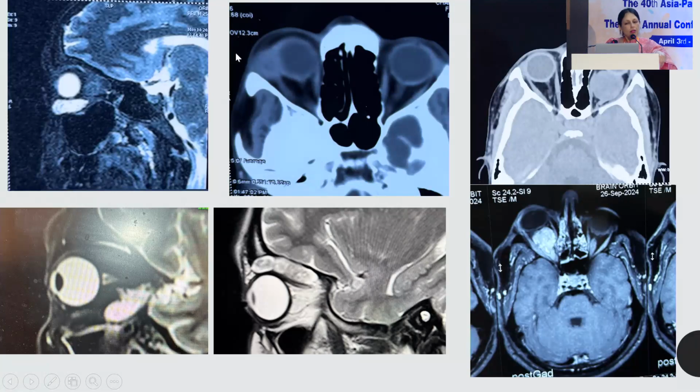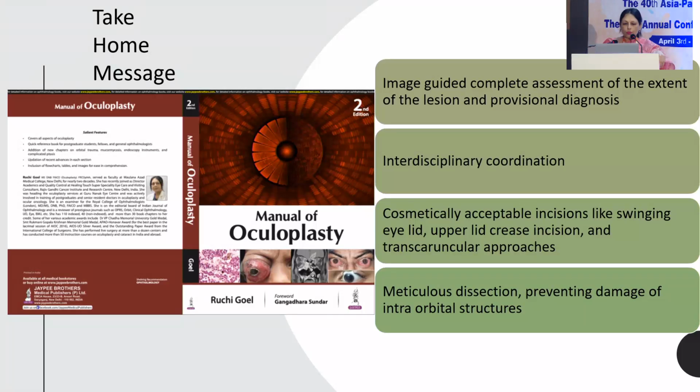This mass located anteriorly, you can go through the anterior route. This mass is again going way back, so although located superiorly, you need a vertical lid split. Here is a mass that would require a lateral orbitotomy. Remember, all masses in the intraconal area, in the middle third and beyond, will not be approachable through an anterior route, and these masses would require a transcranial approach. Thank you so much.